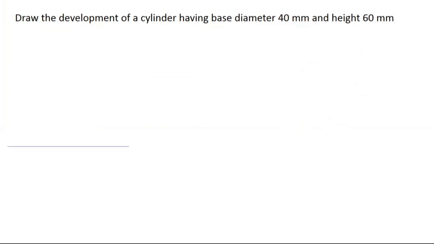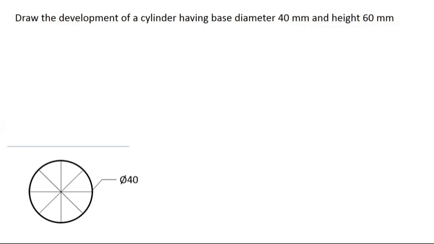Draw an XY line, a reference line XY, and start the top view first. Draw a circle having the diameter of 40 mm. Now you have to divide this circle into an even number of equal parts. Remember it, equal parts, but the number should be even, such as 4, 6, 8, 10, 12. So this is how we will divide. How many parts have I made? I have made 8 equal parts of this circle. 8 is an even number, right?